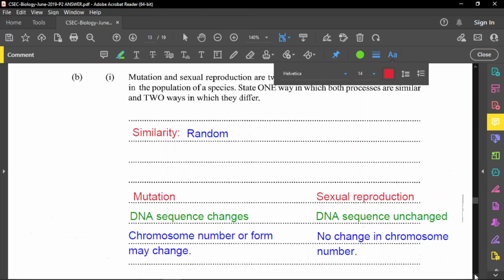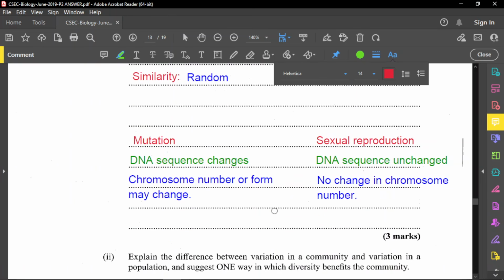All right, and so let's talk about the differences now. For mutation, the DNA sequence changes. For sexual reproduction, the DNA sequence remains unchanged.